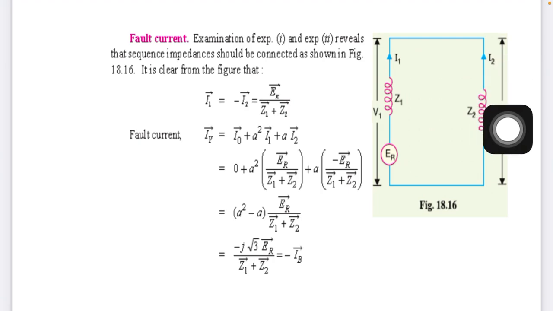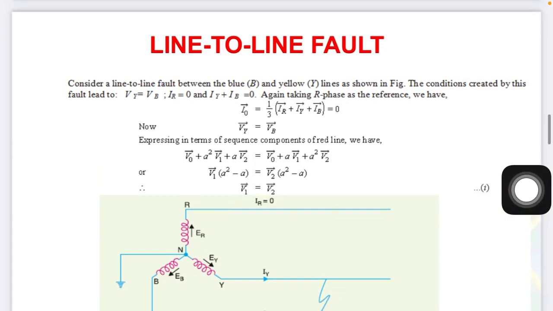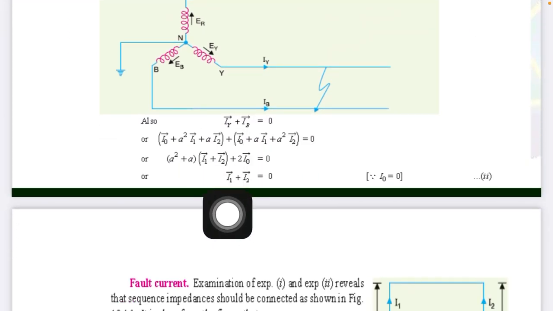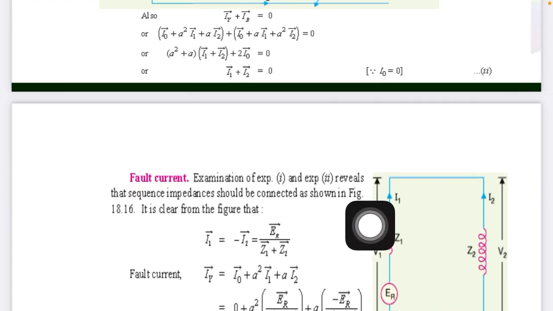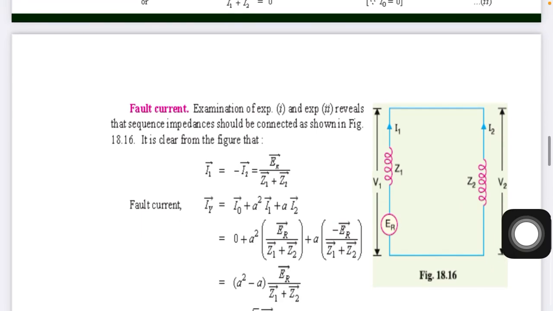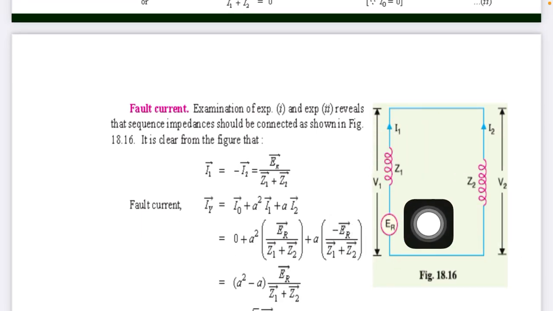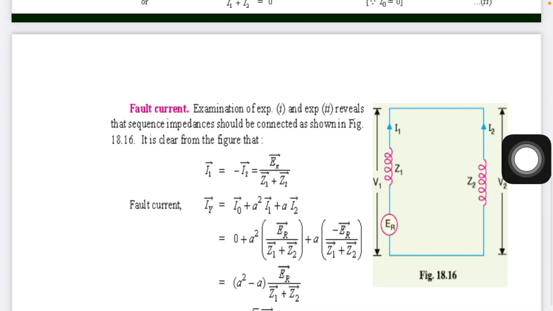So expressions 1 and 2: expression 1 is V1 equal to V2, and expression 2 is I1 plus I2 equal to 0. So we can say expressions 1 and 2 reveal that the sequence impedances should be connected in series, and it will be clear. If we consider the voltage equation, we can write V1 is equal to ER plus Z1 plus Z2 into I1.